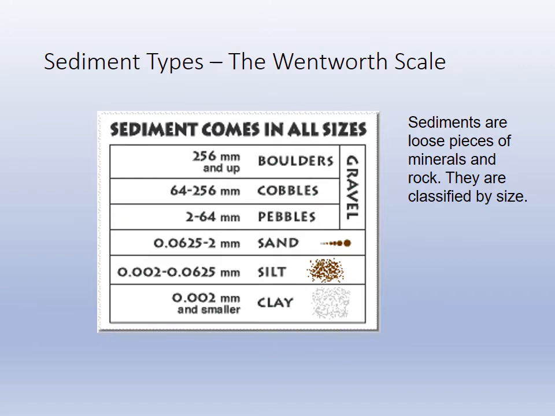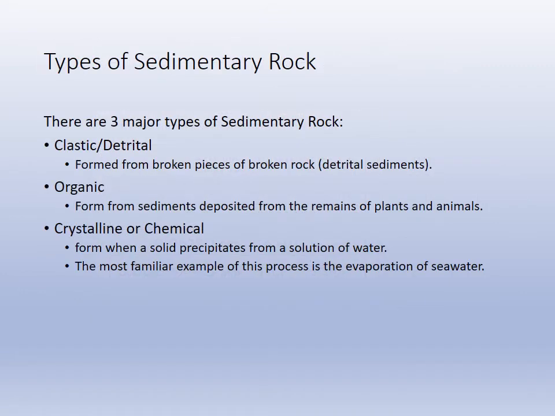We classify them by size. The three major types of sedimentary rock are clastic or detrital, broken pieces of rock cemented together; organic, shells cemented together, coral reef; and then crystalline or chemical evaporites. Like limestone can be an evaporite, dolostone can be an evaporite, calcite evaporates in water, so they are commonly calcite or dolomite. Easy way to test for that is the fizz test with hydrochloric acid.